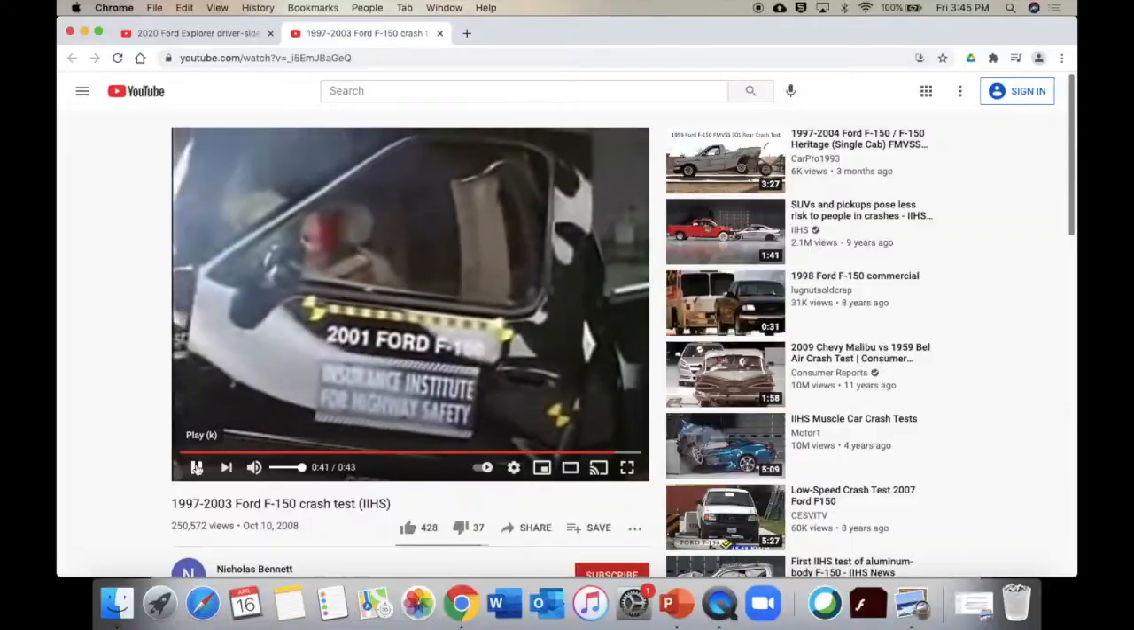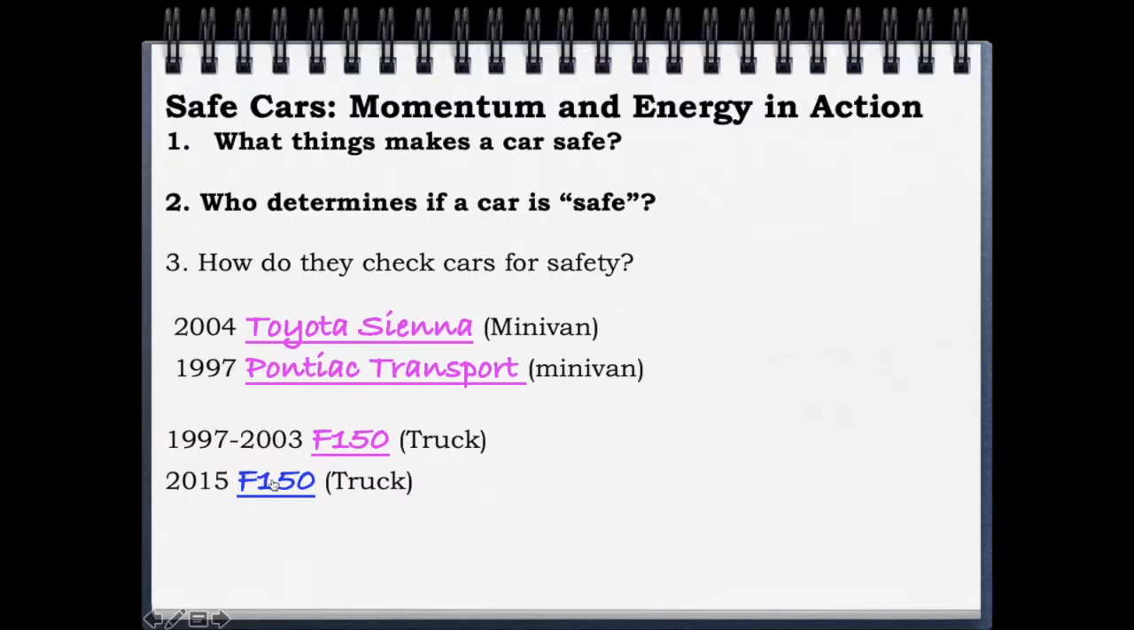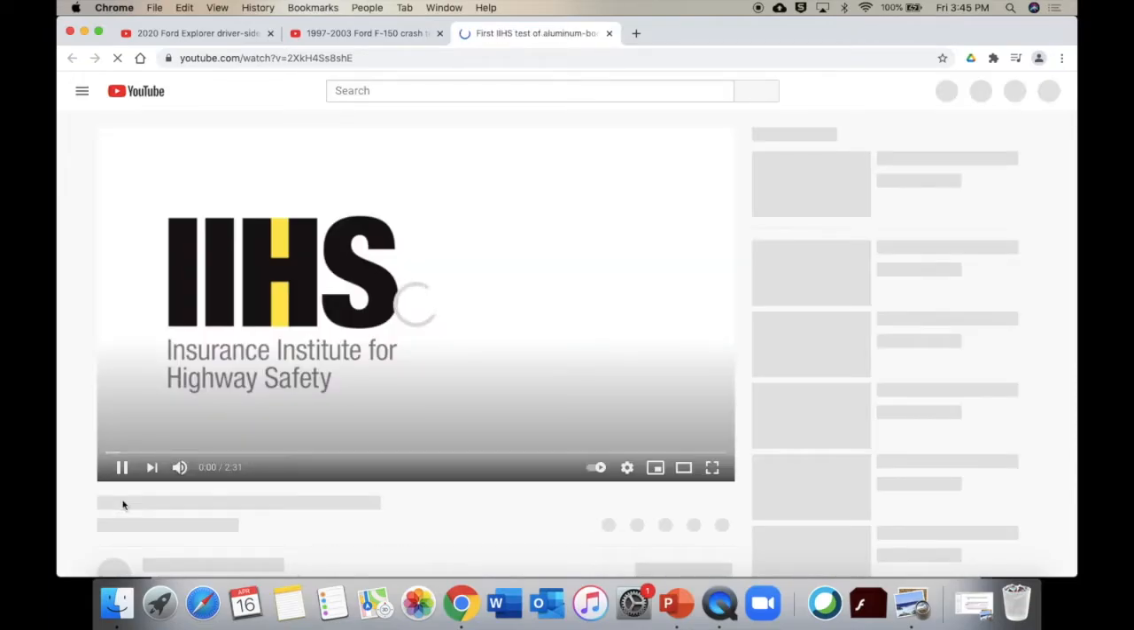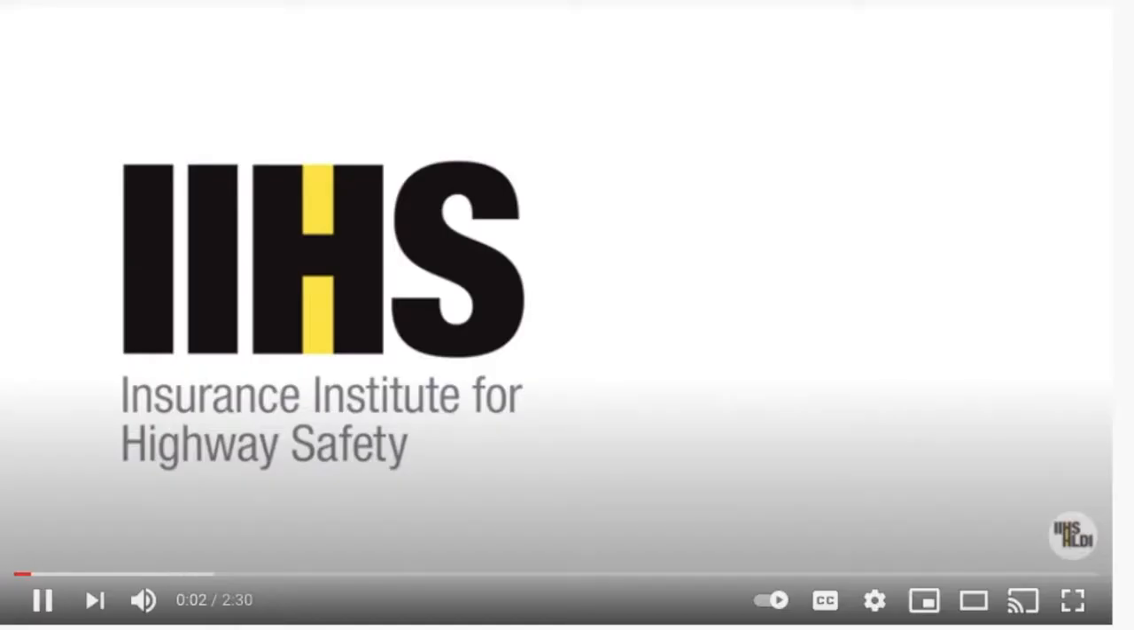All right, so Ford was aware of this crash test, right? Because the Insurance Institute does it and they publish the results. So now, good news, 2015 F-150. Take a look at this one. They made some improvements. The F-150 has been the biggest selling pickup truck for decades.